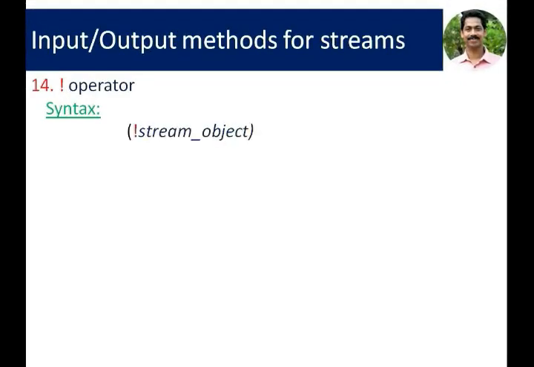The next one is the not operator. It is also a validation operator. We can validate a stream object to check whether it is an existing object. If it is an opened object, we can validate it by using not stream object. If it is a bad stream object or a not opened stream object, this not operator gives a true value.